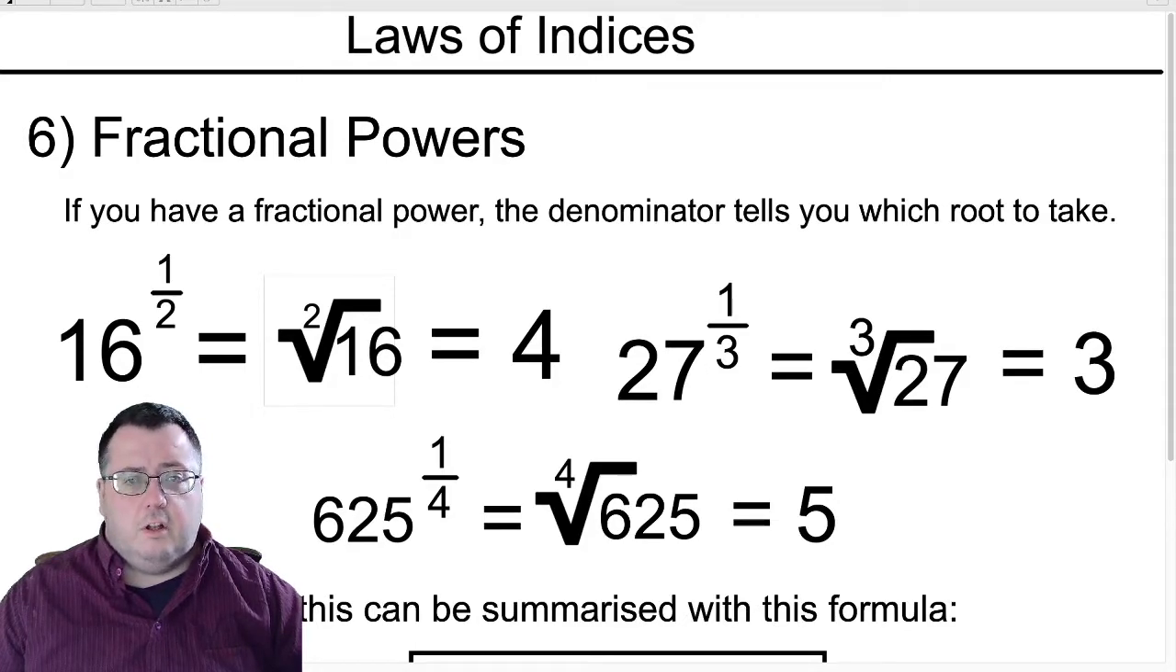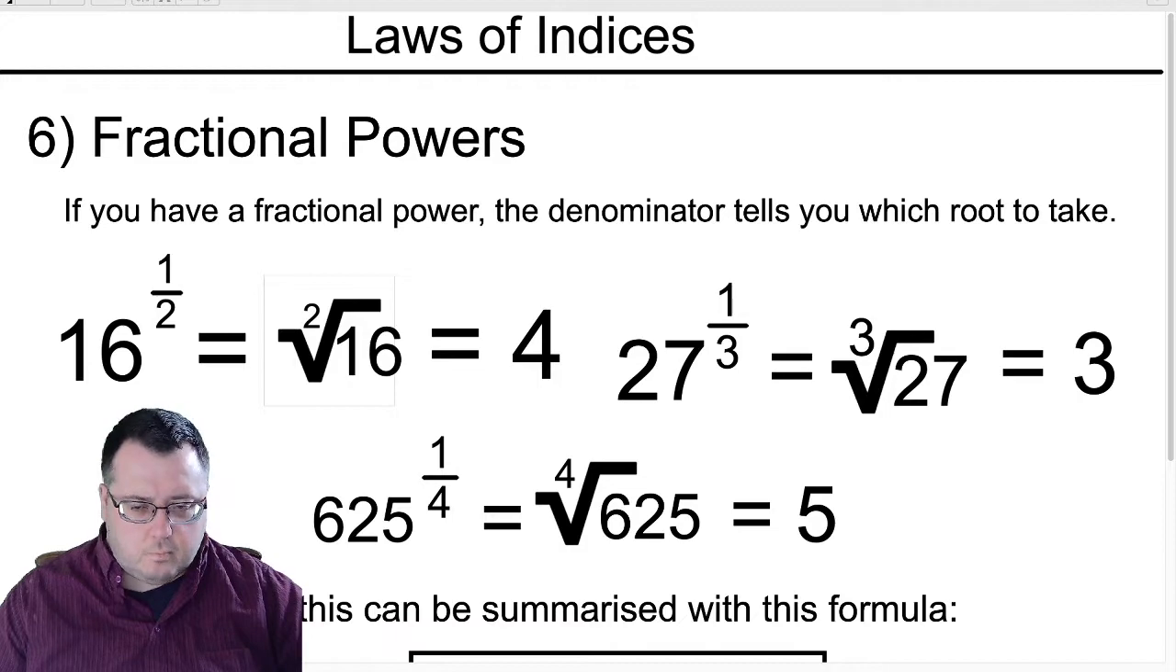Hello everyone, we're going to look at the sixth law of indices now, which is about fractional powers. So if you've got a fractional power, the denominator of the fraction tells you which root to take. So if it's 16 to the half, it will be the square root of 16, which will give you 4. If it's 27 to the third, it will be the cube root of 27 that you have to take. And the cube root of 27 is 3.